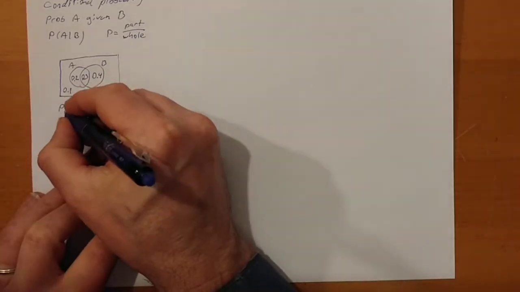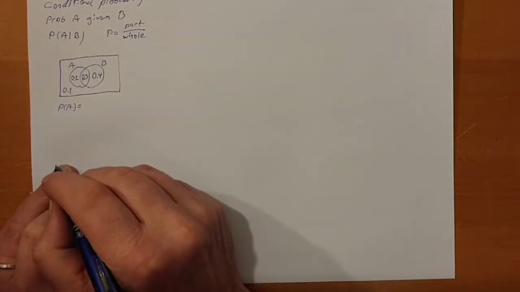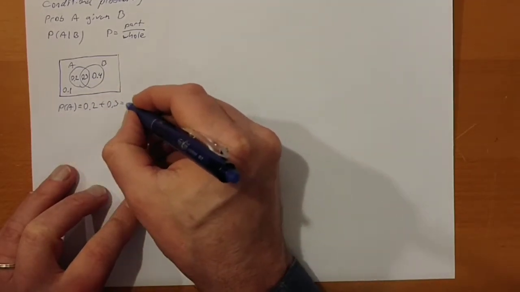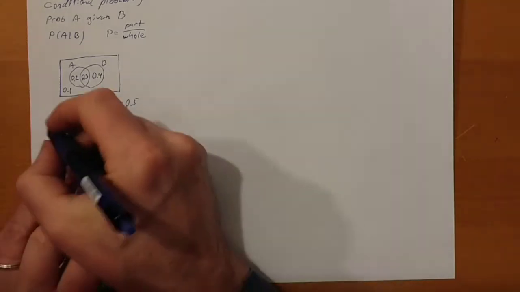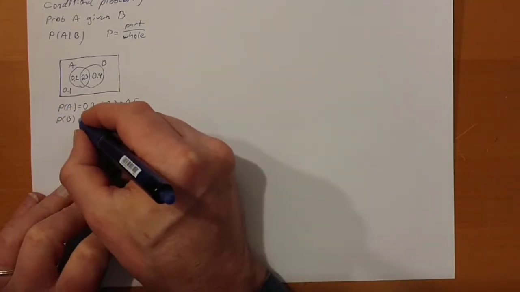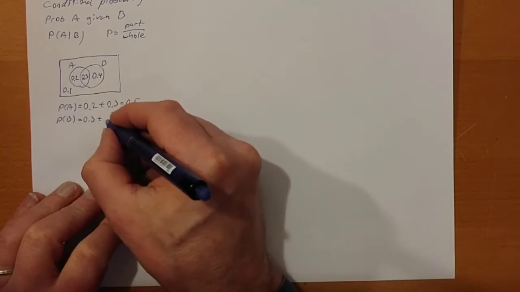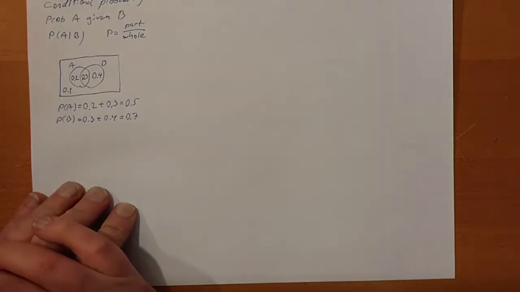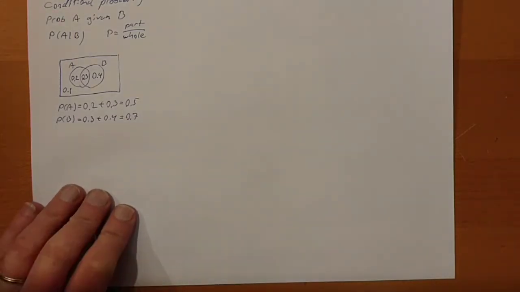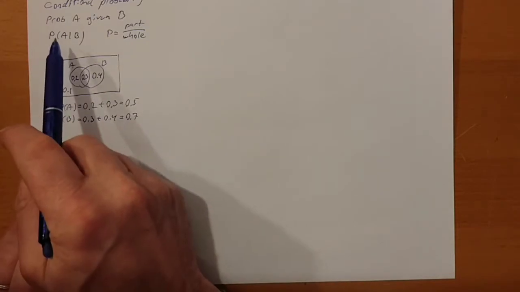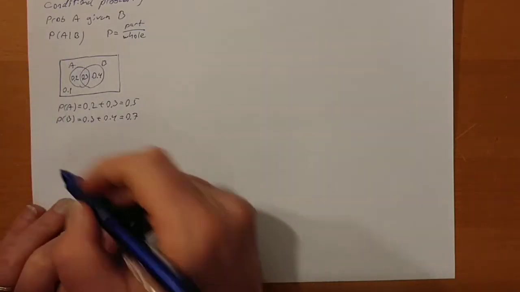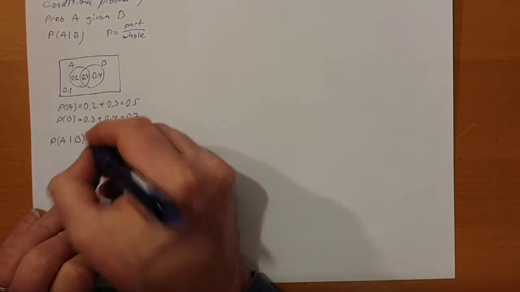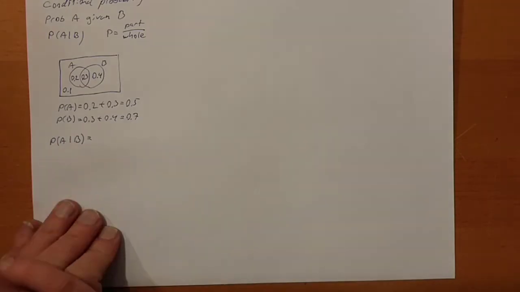Okay, so we know that the probability for A to happen equals 0.2 plus 0.3, which is 0.5, right? And we know that the probability for B to happen is 0.3 plus 0.4, 0.7. Okay. And now say we want to know the probability for A to happen given that B has happened. We should try to make a formula for that and then calculate that for this particular case.